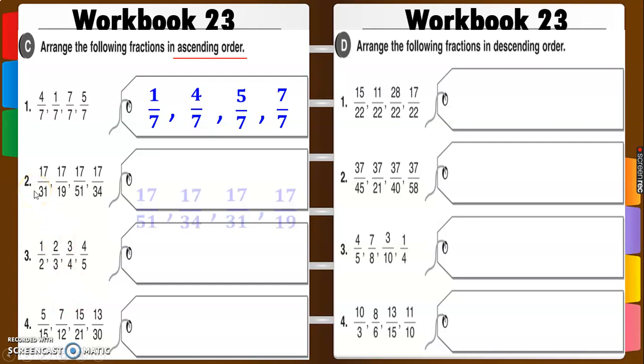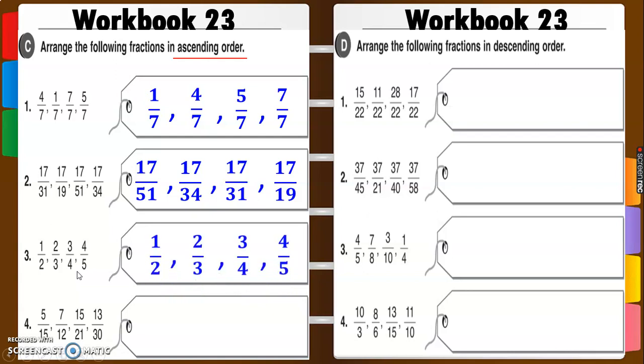Number 2. Next, number 3. Next, number 4. Next, workbook page 23, arrange the following fractions in descending order. What is the meaning of descending order? Descending order means numbers from bigger to smaller.